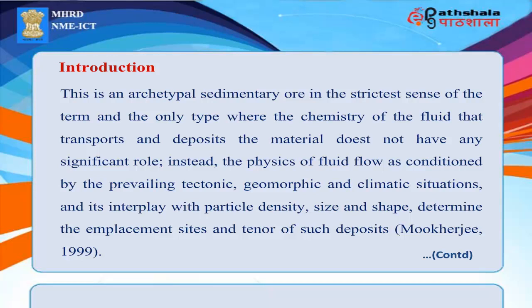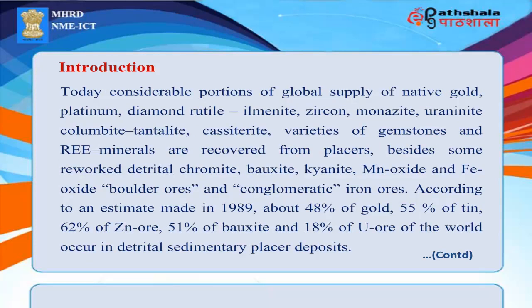Today, considerable portions of global supply of native gold, platinum, diamond, rutile, ilmenite, zircon, monazite, uraninite, columbite-tantalite, cassiterite, varieties of gemstones and REE minerals are recovered from placers, besides some reworked detrital chromite, bauxite, kyanite, manganese oxide and iron oxide, boulder ores and conglomeratic iron ores.